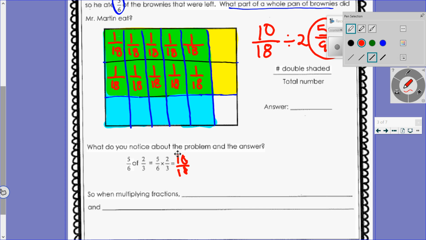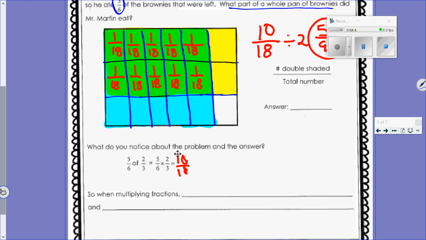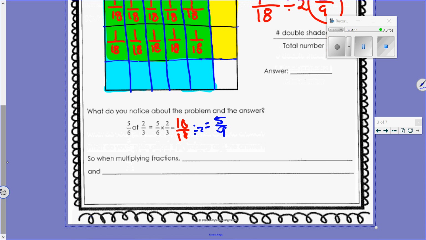So we can look at this and say, well, first let's simplify that. I can divide those by 2 to get me the 5/9. So how did we get there? What did we do? When multiplying fractions, our first step is we multiply top times top.